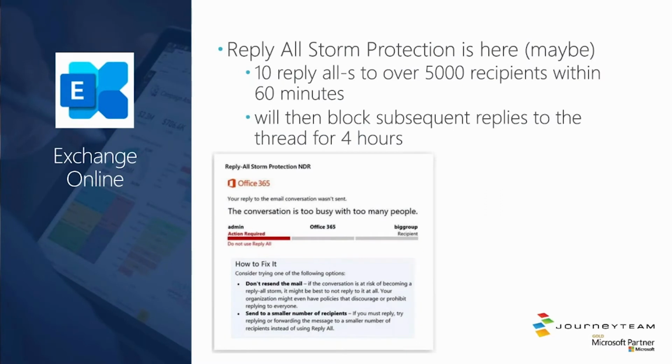This is now dropped, and it may be applicable to you if you have more than 5,000 people in your business. In short, if Exchange Online detects a reply to all to over 5,000 recipients going to 10 people within an hour, bingo, magic happens. It then blocks subsequent replies in this thread for 4 hours and sends a nice little email to the sender saying, this conversation is too busy with too many people.